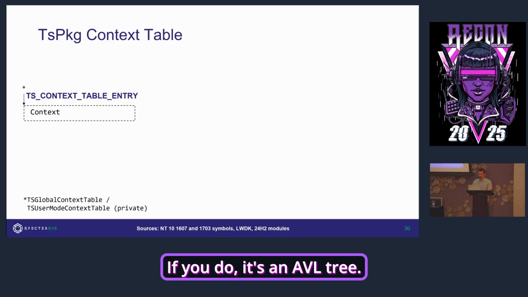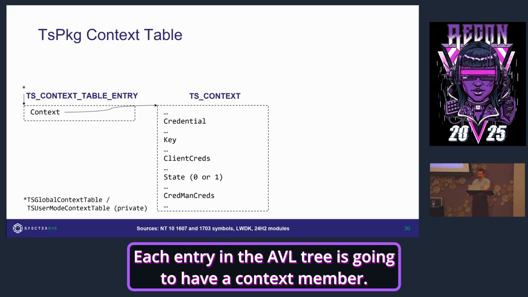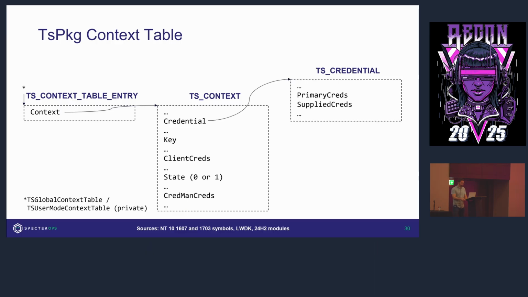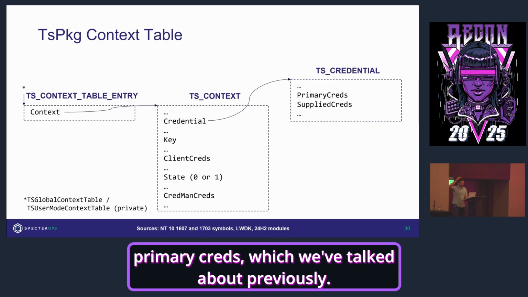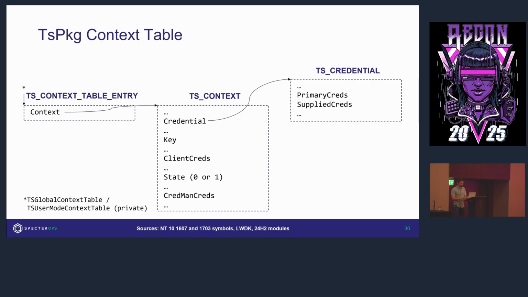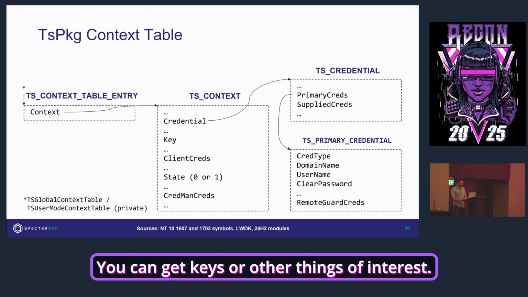If you do, it's an AVL tree. Each entry in the AVL tree is going to have a context member. That's going to store a lot of data you care about. The first member that you care about, the credential member, is going to store these primary creds, which we talked about previously. The primary creds will store plain text creds. You can get keys or other things of interest.